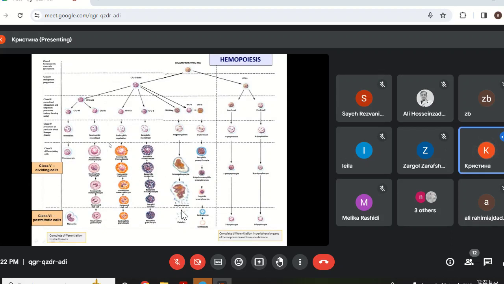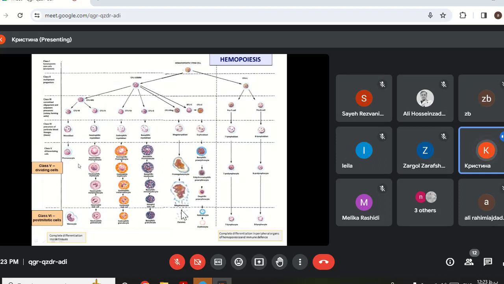Next, class 4 are blasts. They are precursors of a particular blood lineage, and they are larger than the cells of classes 3, 2, and 1, and have a larger nucleus with a lot of euchromatin, because they constantly divide and make more such cells. They are all called blasts: monoblasts, neutrophilic myeloblast, megakaryoblast, erythroblast, T lymphoblast, etc.